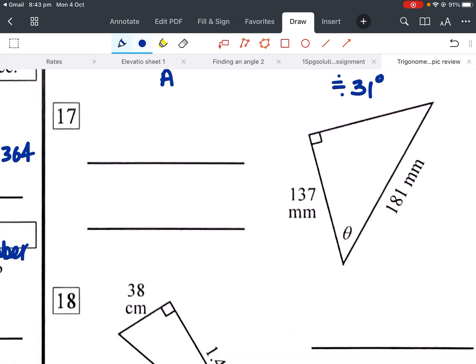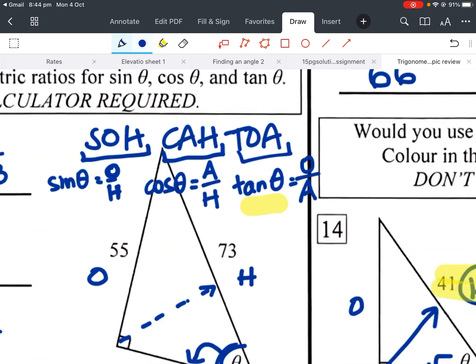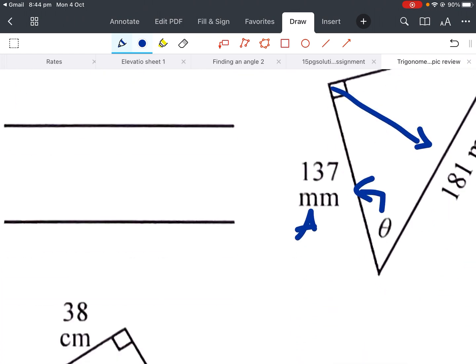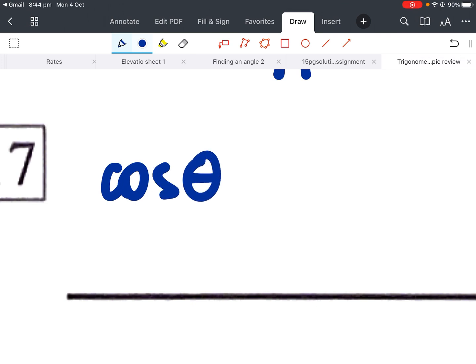All right, try this one. Have a go on your own if you want. Label the sides first. You can pause the video if you want to have a go on your own. So here, opposite the right angle first, that's my H. Now I'm only going to label the ones where I've actually got a number. Next to the theta, that's my A. So this time it's A and H. So if I go back over here, A and H is cos. I'm going to write that out. Here we go. So cos theta equals A over H.